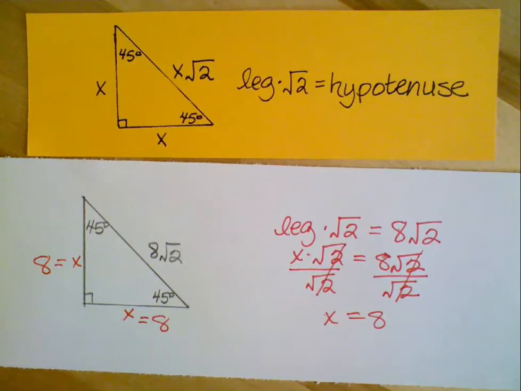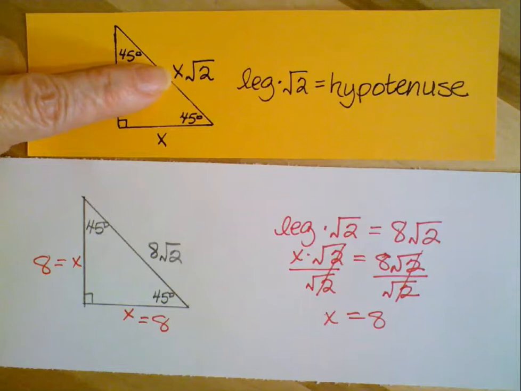Now, that particular one is fairly simple to take care of because the hypotenuse had a radical 2 already contained in it. But the question naturally becomes, what if this radical on the hypotenuse isn't a square root of 2?